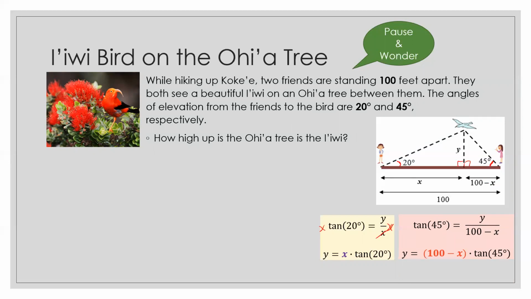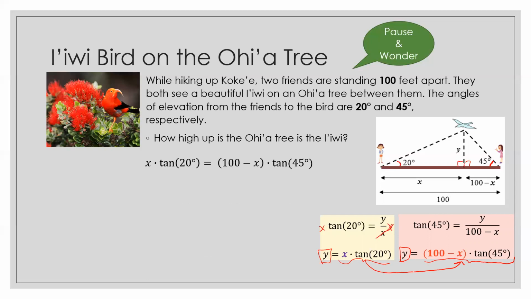Now, both of these are y, so we can do a little substitution here. That means x times tangent of 20 has to equal the right-hand side here. They both need to be the same because they're both values for y, so y must have the same value. When we set the two right-hand sides equal to each other, we have this.